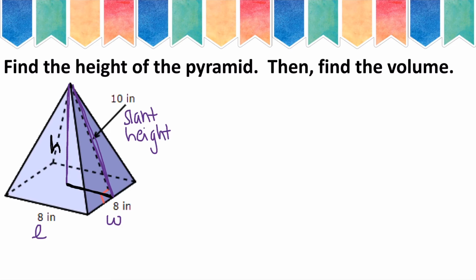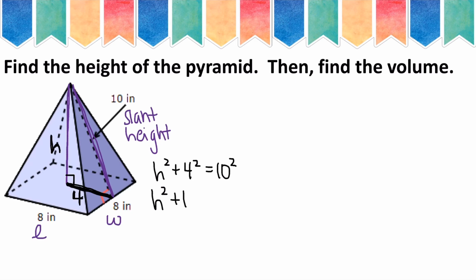We know that the slant height is 10. This line along the bottom would be half the distance of this 8 that is on my length. So this distance here would be 4. And then I can use the Pythagorean theorem to help me figure out what h is, or the height. So I will do h squared plus 4 squared equals 10 squared.